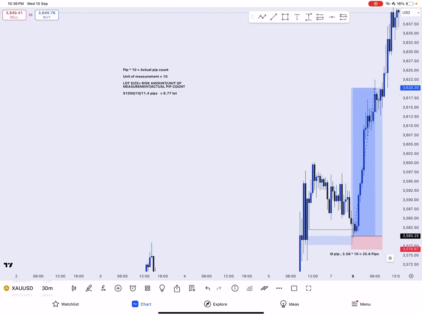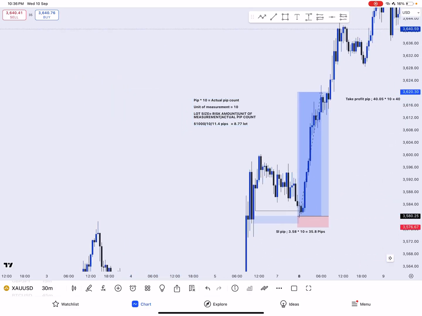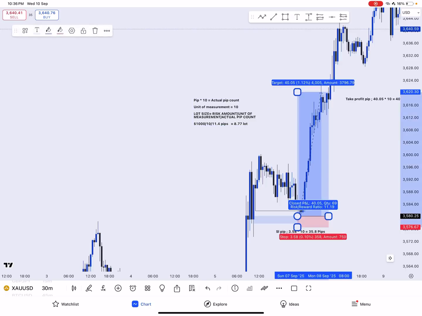So how do you now calculate the lot size for gold and other commodities like silver and US oil? The actual pip count is gotten by the number displayed here multiplied by 10. Once you get it, you calculate your lot size with whichever amount you want to risk, the same process. If it's $1,000, you do $1,000 divided by the unit of measurement, which for gold and the rest is still 10. Then you divide it by the actual pip count. If it's 3.58, you do 3.58 multiplied by 10, that is 35.8 pips stop loss.